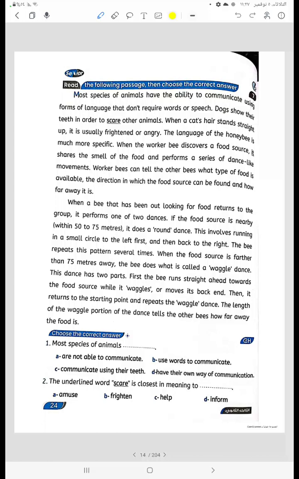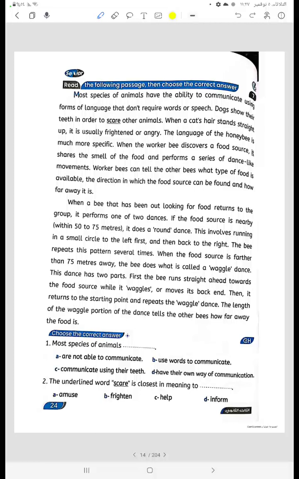First, the bee runs straight ahead towards the food source while it waggles or moves its back end. Then it returns to the starting point and repeats the waggle dance. The length of the waggle portion of the dance tells the other bees how far away the food is.